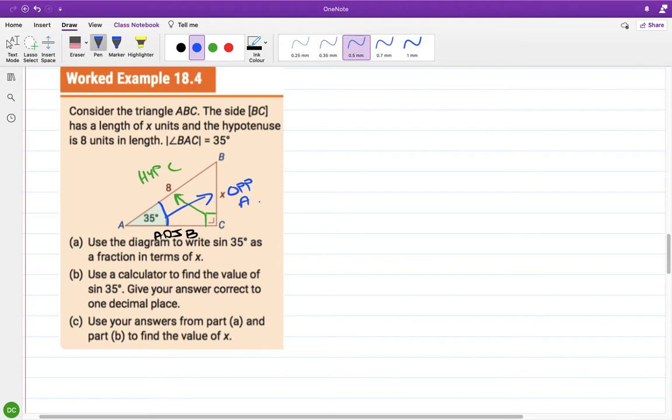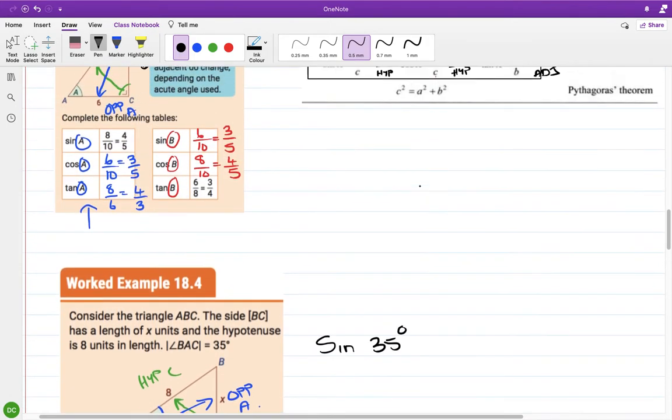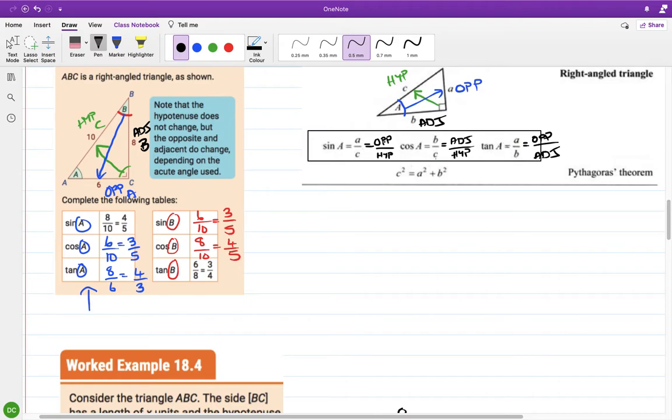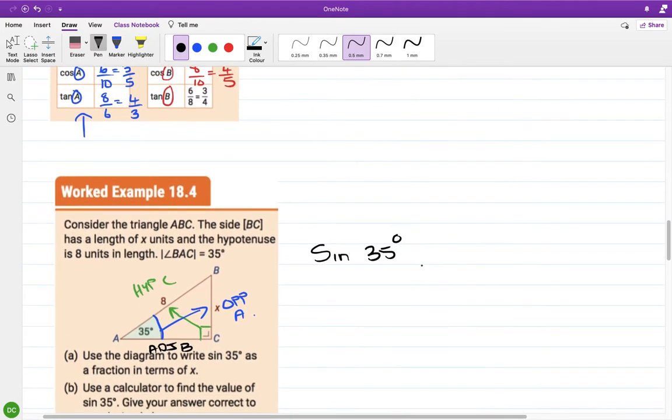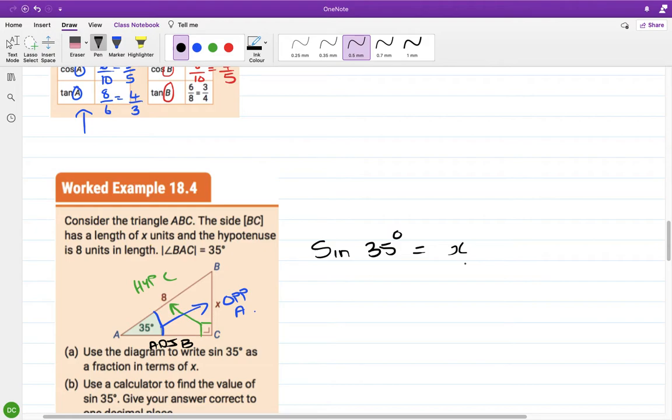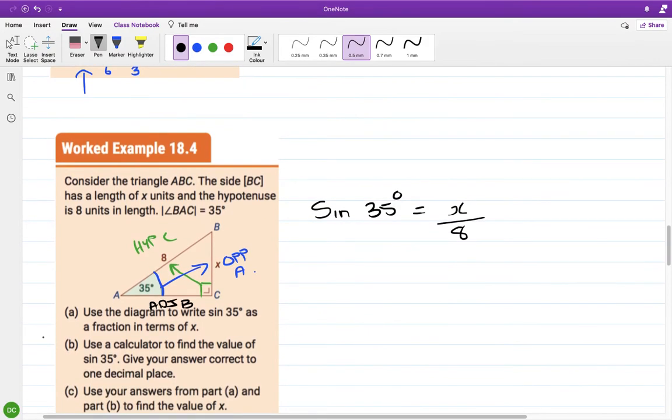Okay. Now, they're asking us to do sine. The sine of the angle. Okay, the angle in this case is 35. So sine is opposite over hypotenuse. So the opposite is x over the hypotenuse, which is 8. So use the diagram to write the sine of 35 as a fraction in terms of x. So in terms of x means x will be in the answer.